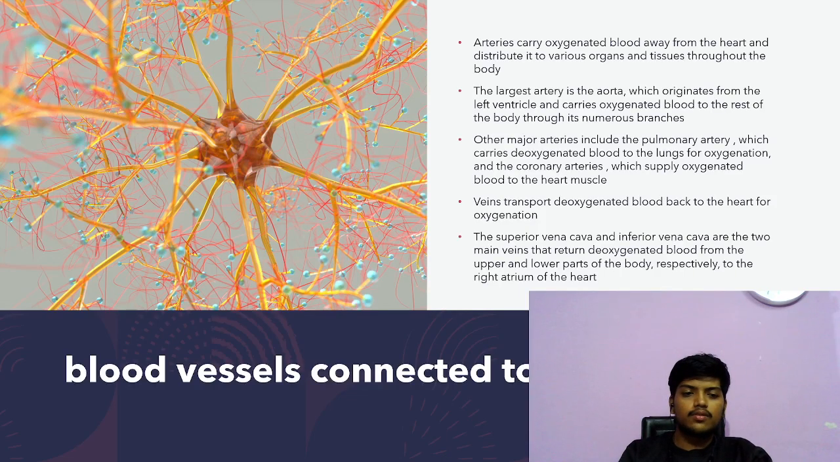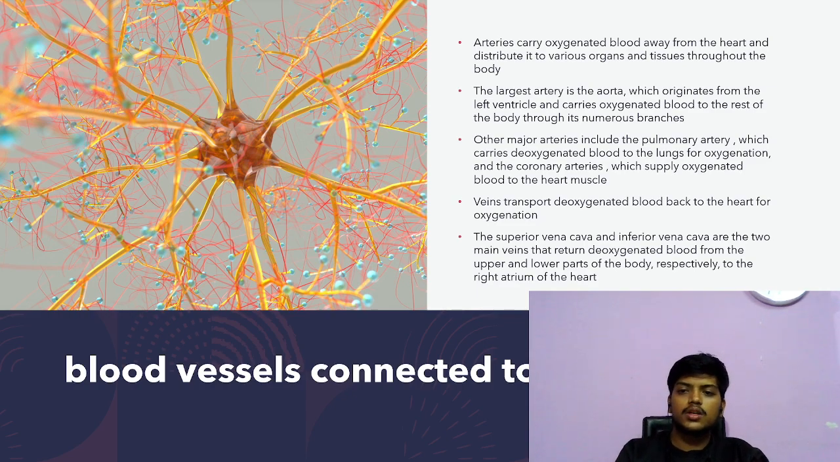Later on, we have blood vessels connected to the heart. Arteries carry oxygenated blood away from the heart and distribute it to the various organs and tissues throughout the body. The largest artery is the aorta, which originates from the left ventricle and carries oxygenated blood to the rest of the body through its numerous branches. Other major arteries include the pulmonary artery, which carries deoxygenated blood to the lungs for oxygenation, and the coronary arteries, which supply oxygenated blood to the heart muscles.